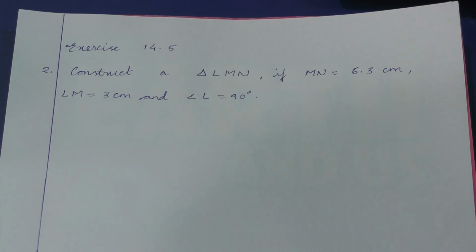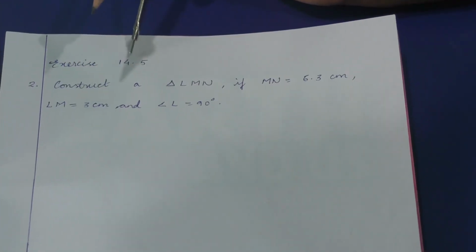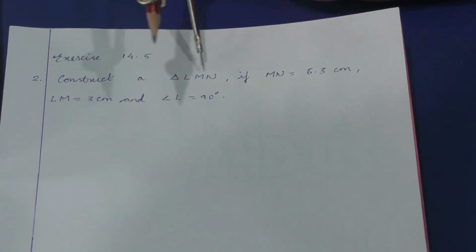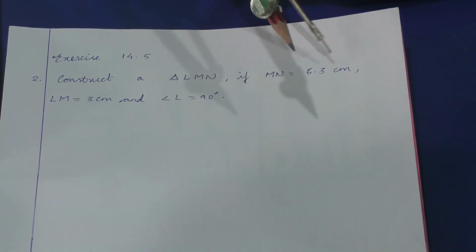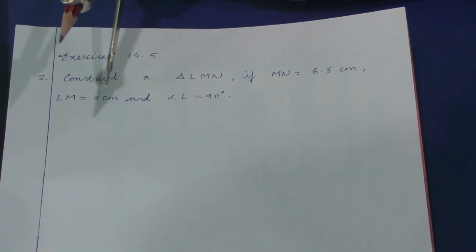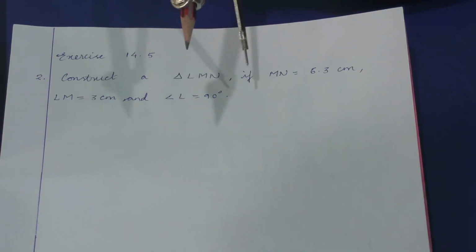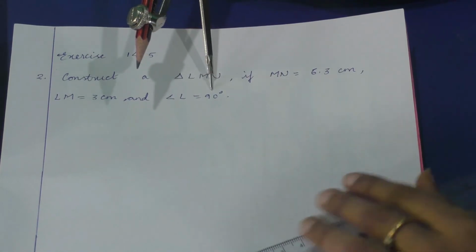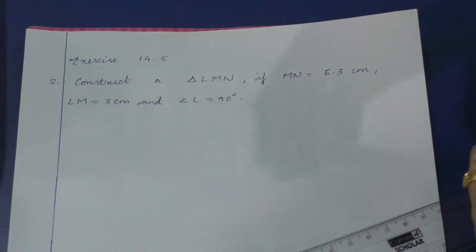Okay, now let's see the construction of a right angle triangle when the length of the hypotenuse and the sides are given. That is RHS criterion. The question is from exercise 14.5, question number 2. Construct a triangle LMN if MN is equal to 6.3 centimeter, LM is equal to 3 centimeter, and angle L is given as 90-degree. Okay, so since angle L is 90-degree, let's see LM equal to 3 centimeter first.